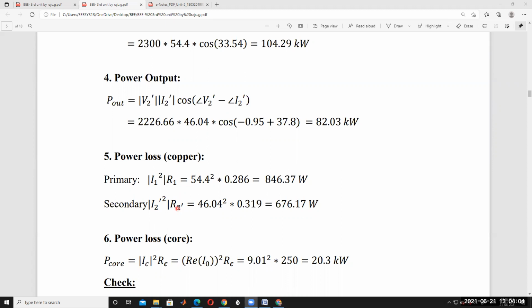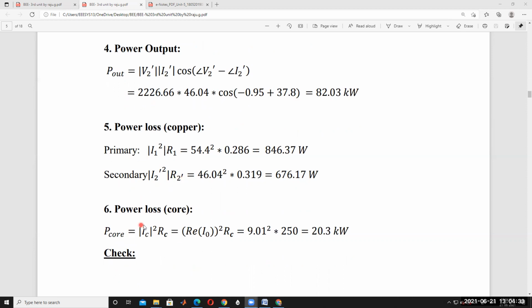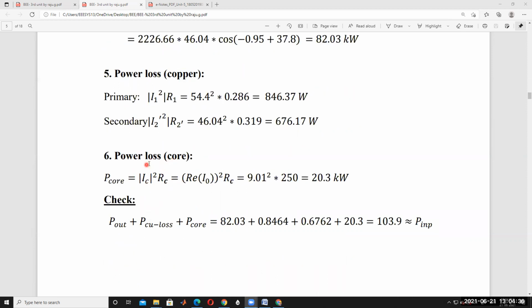The simplest way to find the secondary side copper loss is I2 dash square into R2 dash, because you know these values. Otherwise, if we find I2 square into R2, we'll get the same secondary side copper loss. In this way we get I1 54.4 square into R1, the winding resistance. These are copper losses only. Copper loss takes place in the winding. Understood? And then the core loss. Core loss takes place in the transformer core, which is called IC square into RC.